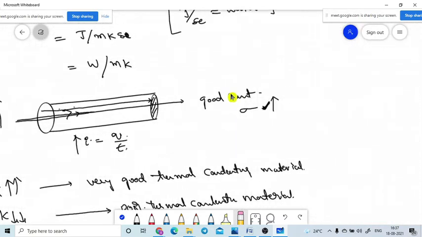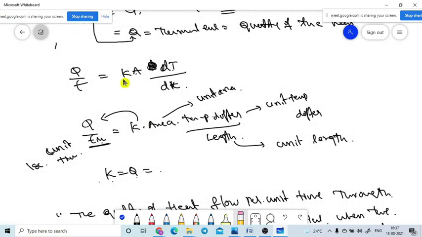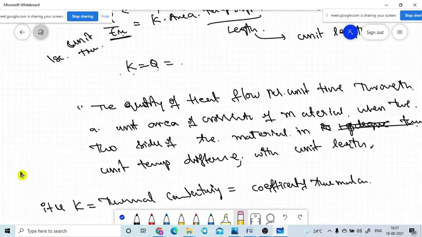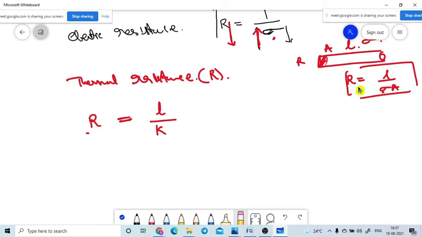In the starting stage, I already defined this. It is the thermal conductivity, the conductivity of the material, also named as the coefficient of thermal conductivity. The K, in a similar manner, for electricity: the electric resistance formula is R is equal to L by sigma A. Here sigma is comparable with K, and the area of the material is compared with A. Same only. It is the thermal resistance of the material.